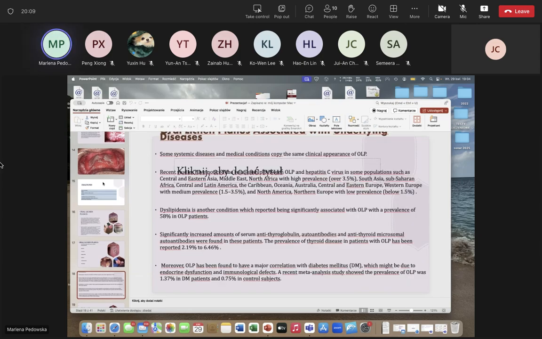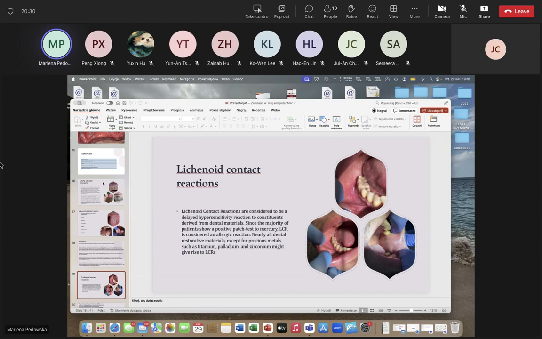Some systemic diseases and medical conditions copy the same clinical appearance as OLP. So it can be lichenoid reactions, and also Grinspan syndrome, and OLP also shows up as a part of Grinspan syndrome. So it is diabetes, and also hypertension, often diagnosed with this type of disease. And lichenoid contact reactions, so very similar reactions related to local factors.